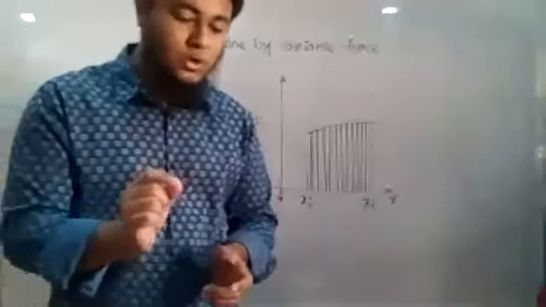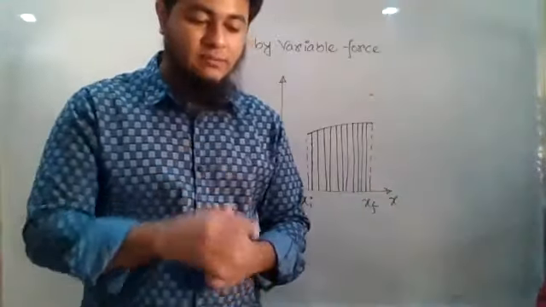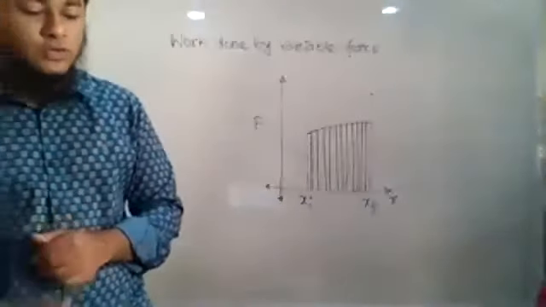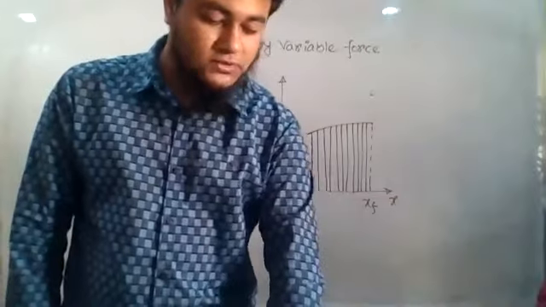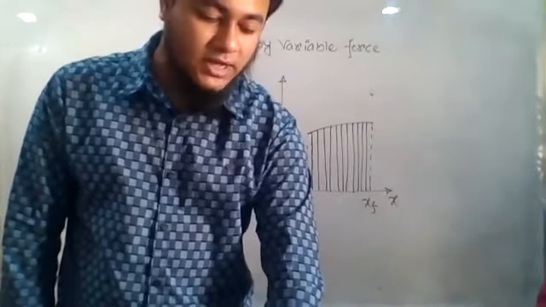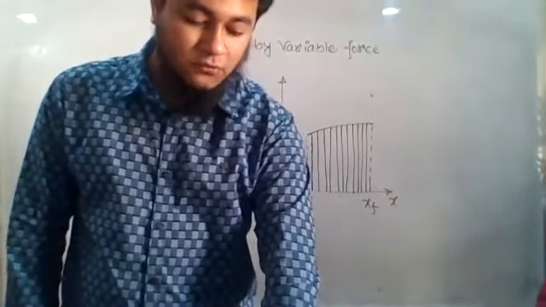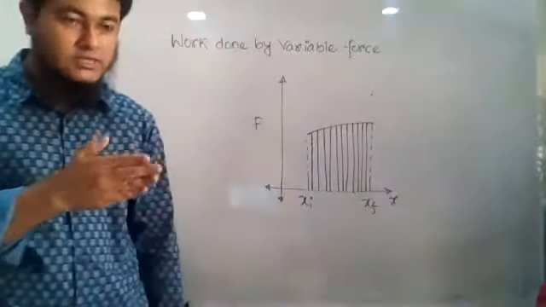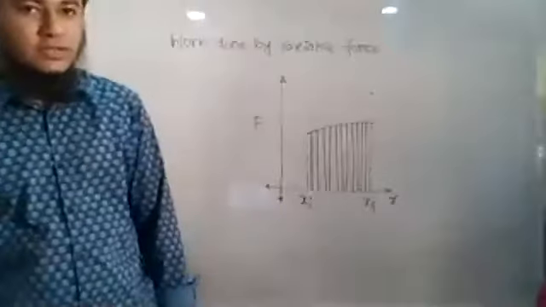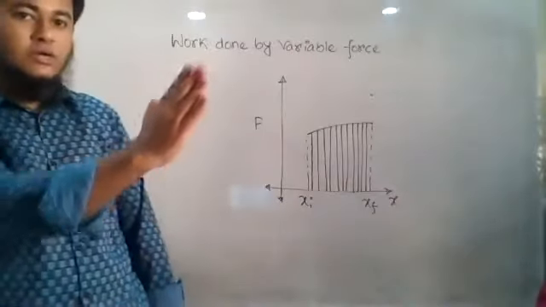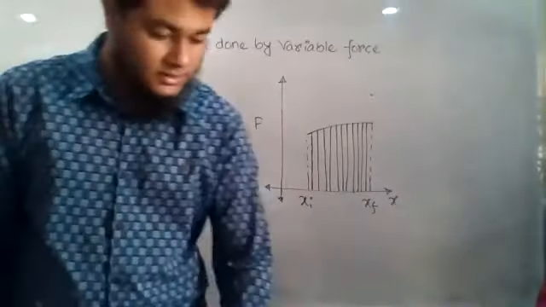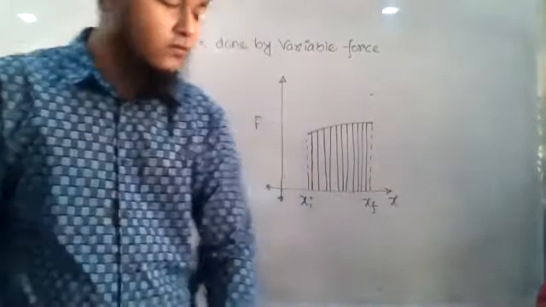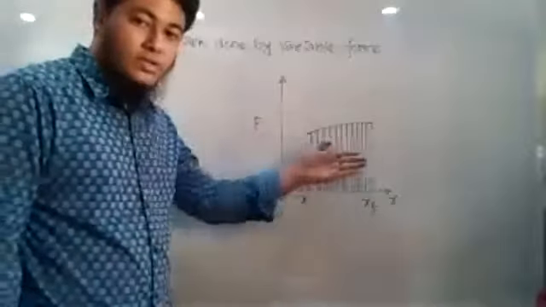Page number 289, the second paragraph. The first paragraph I have already explained. The second paragraph we will start. Suppose a force acts on an object in a particular direction. The force acts in a straight line. Whenever it acts in a particular direction, that means the force acts along a straight line. Either it is vertical, horizontal, or at some angle, it always acts as a straight line. Let us consider the x-axis along the direction of the force. That means the force is being applied along the direction of x.